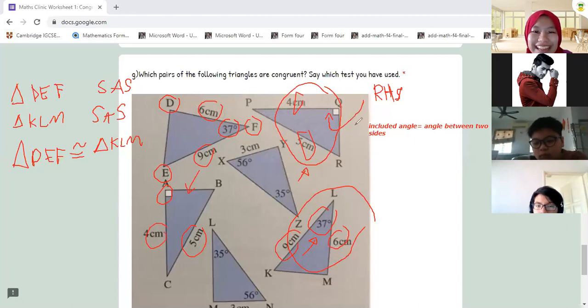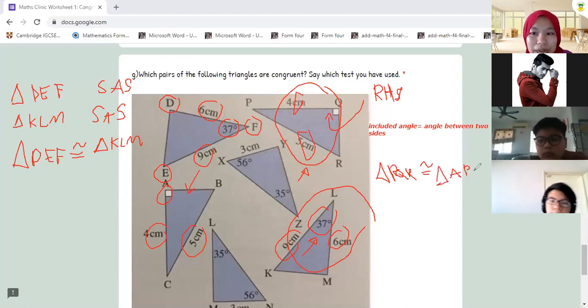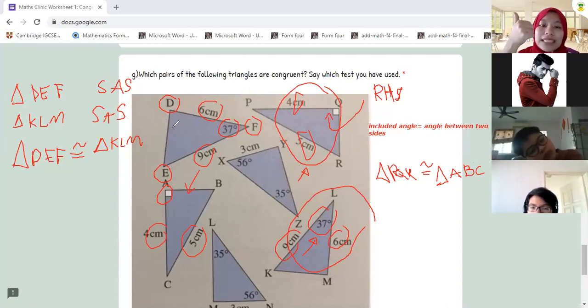So you can tell that triangle PQR is congruent to triangle ABC. What is the reason? You should give the reason why you say they are congruent. This is because triangle PQR has the same side length as ABC. It also has the same hypotenuse and the same right angle as ABC. That's why triangle PQR is congruent to triangle ABC.